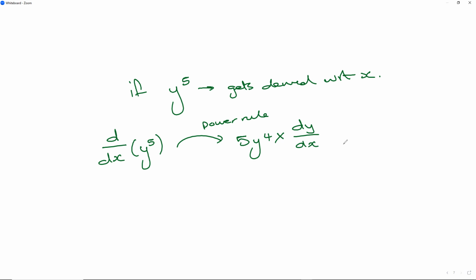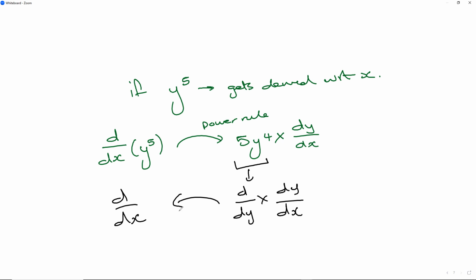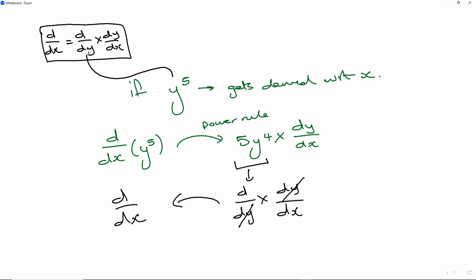And the main reason we do this is because what we're seeing over here is this is deriving it with respect to y. So that's what that is. And you can see that will take you back to d dx, because that will cancel out. So the formula we're actually using here is d dx can be rewritten as d dy times dy dx. And so we calculate d dy and multiply it by dy dx.